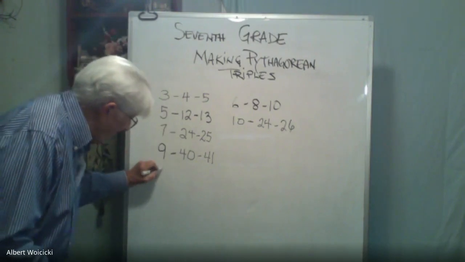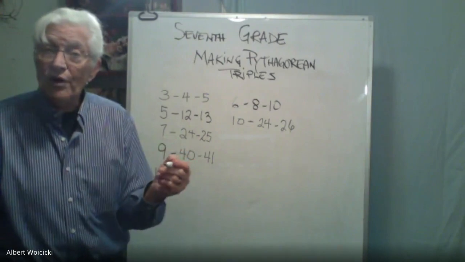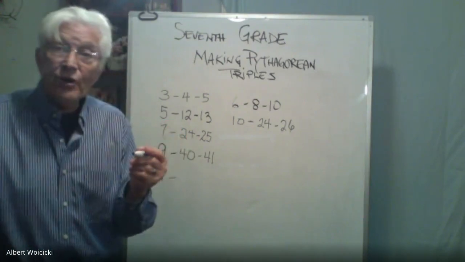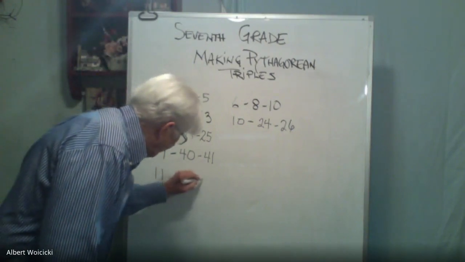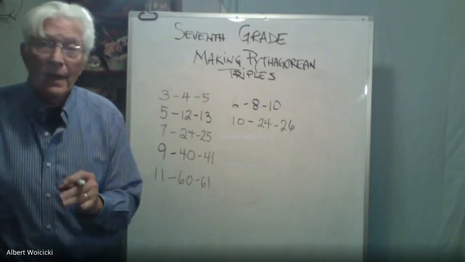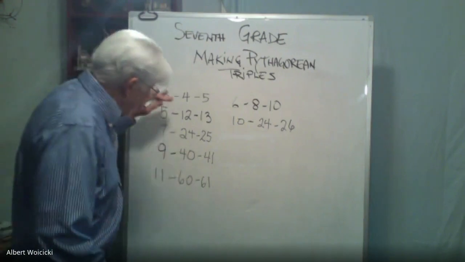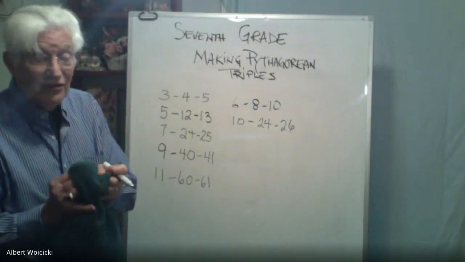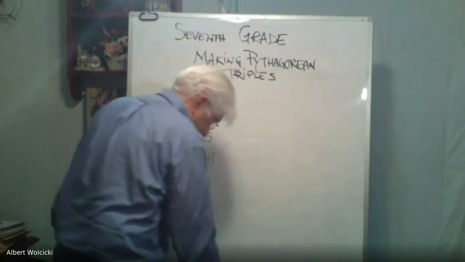So if you go to 11, 11 squared is 121. What two numbers that are one apart add up to 121? 60 and 61. And now you have another Pythagorean triple. Now, that's a great list of Pythagorean triples. And I hope you've got those down on a piece of paper. But now, let's add something, okay?